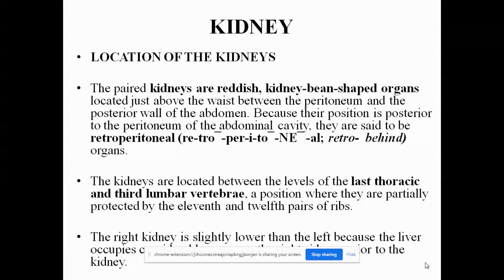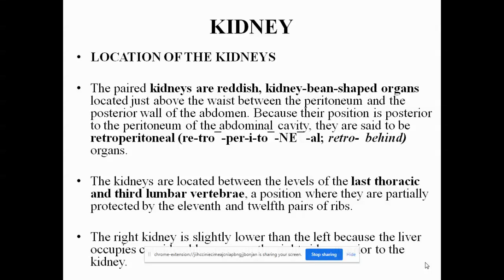You must be thinking that the kidneys are present in the front or the anterior wall of the abdomen. But no, they are positioned in the posterior wall of the abdomen between the peritoneum and the posterior wall of the abdomen. Because their position is posterior to the peritoneum of the abdominal cavity, they are called retroperitoneal organs. So, kidneys are retroperitoneal organs present behind.